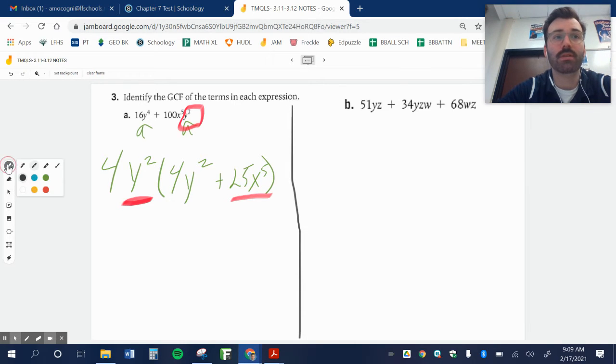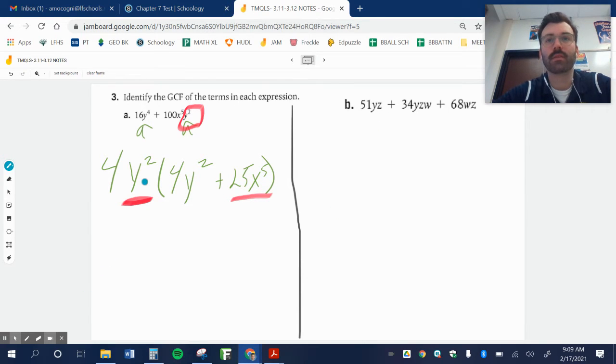Let's look at part B. Part B is a little bit different. I want to see what number goes into 51, 34, and 68. Fortunately for us, there's only one number here. The number is 17. How would I figure that out? I would take the smallest number, which is 34, and divide that by 2. 34 divided by 2, you get 17.